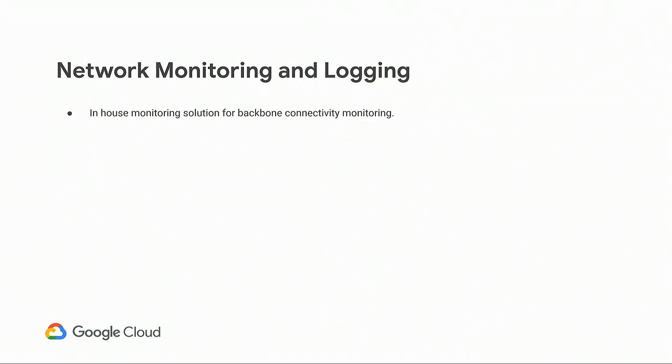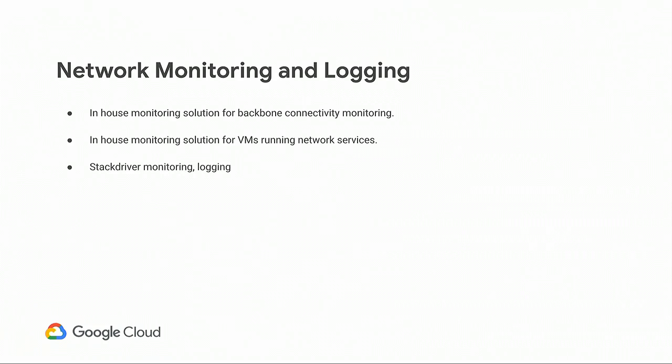It will monitor the connectivity, latency, and availability between different environments within GCP and outside GCP. We also use our in-house monitoring for metric gathering of some VMs running network services, such as network address translation. And we also heavily utilize Stackdriver logging and monitoring, especially for elements such as the Google VPN gateway or Google Cloud routers. So speaking of Stackdriver, Davis, do you want to give us some examples on how to mine the Cloud router events using Stackdriver logging?